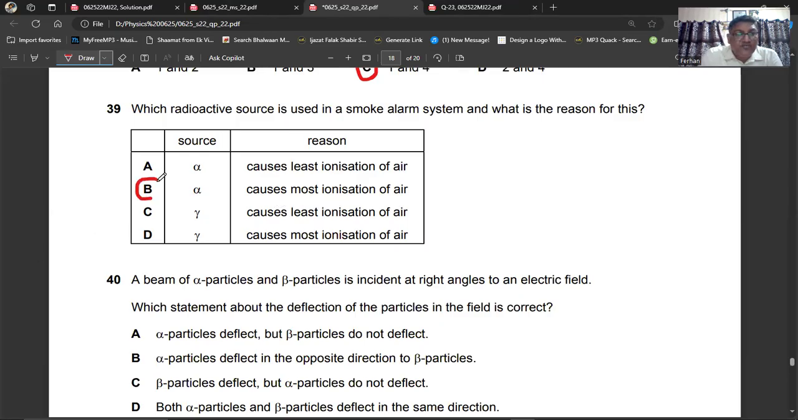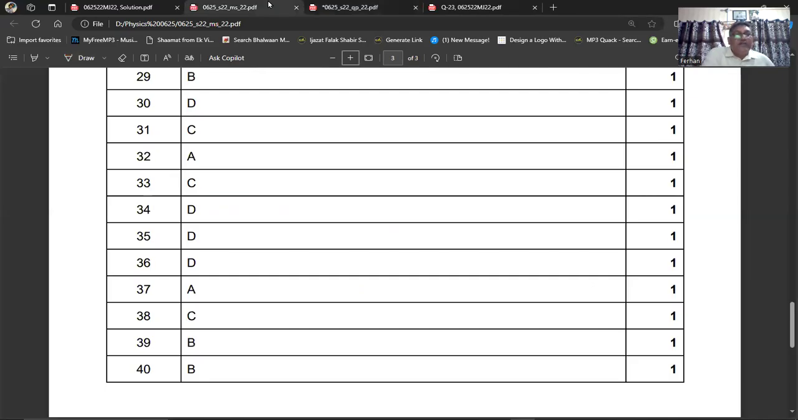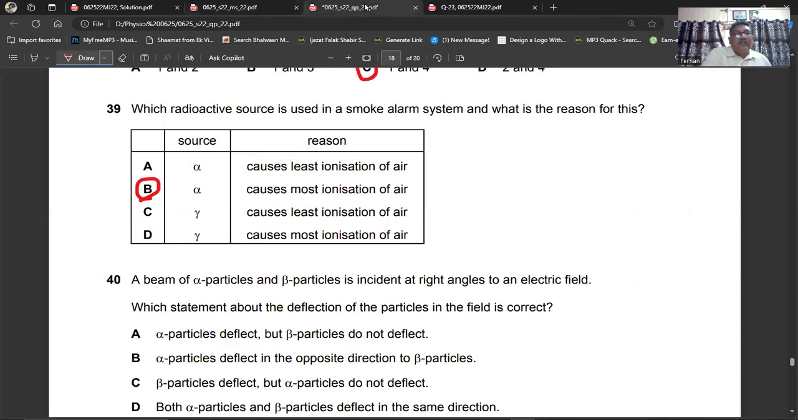Yes, that is true. We do not use gamma rays. Gamma rays have very strong penetration power. So, for example, in our kitchen, let's say we have put a smoke alarm. If you use an isotope which is giving out gamma rays, the gamma rays will reach the people who are working in that kitchen, and they will get sick. So B is the choice, sir. Question number 39, B is the choice.